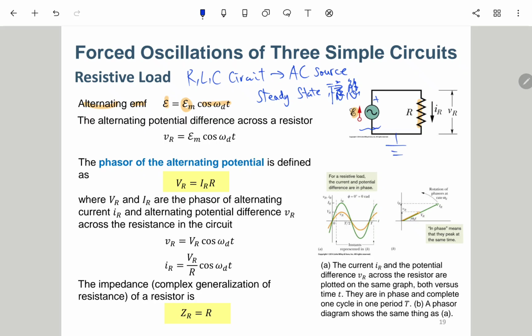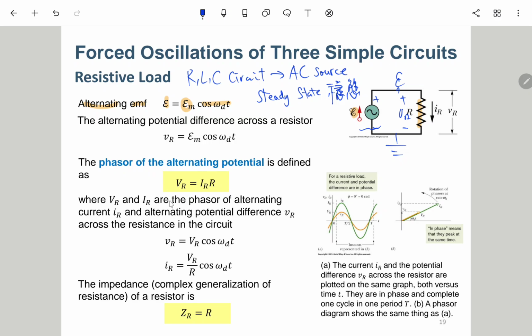So this is plus or minus. So this is nothing but E. So for the VR here, it is nothing but E. So this VR is nothing but this. Okay, so you may feel like we define so many variables. So VR is nothing but EM cosine omega dt. And the phasor of the alternating potential is defined to be something like this.